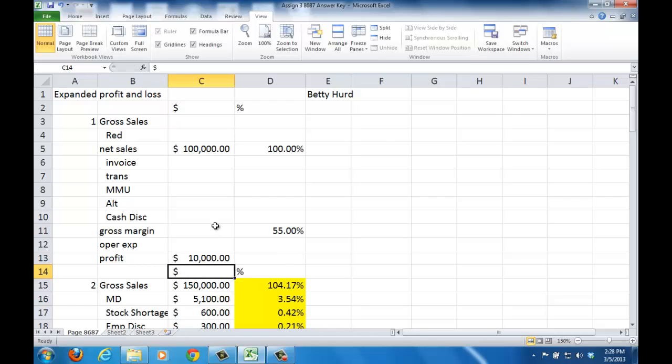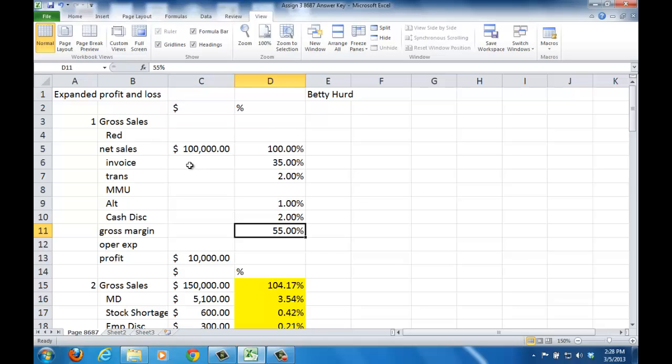$10,000. We'll do some other little estimations here: our invoice is 35%, transportation is 2%, alterations are 1%, and we'll say we have a 2% cash discount. How am I going to figure all of these things out?